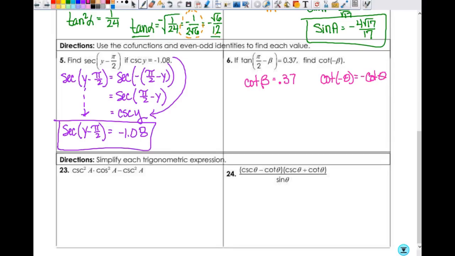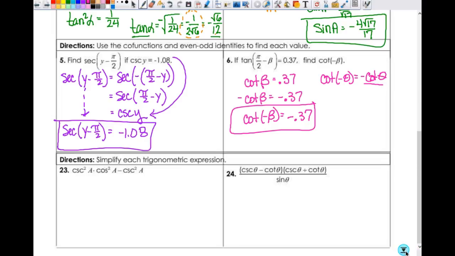Right? So I have cotangent of beta, and I want cotangent of negative beta. So I need it to be negative, so negative cotangent of beta is equal to negative 0.37. So now I can substitute for this, and the cotangent of negative beta, which is what I'm looking for, is equal to negative 0.37. And there you go.